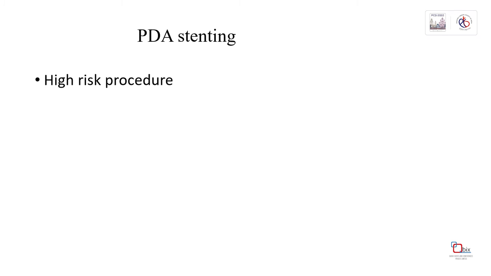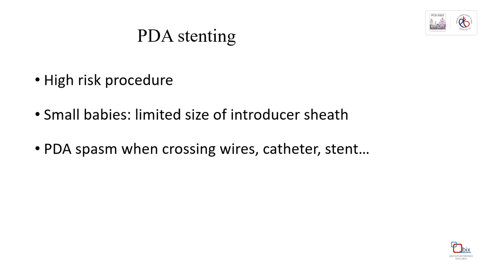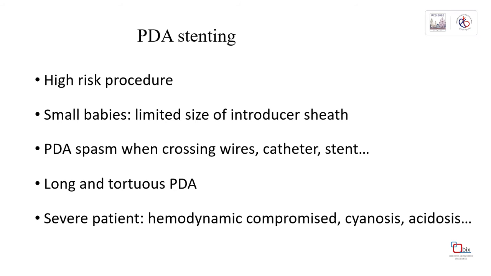PDA stenting is a high-risk procedure because the patient is a very small baby, so we can only use a very limited size of introducer sheath, maximum 4 or 5 French. The PDA spasms easily when we cross the guidewires, the catheter, or place the stent. The morphology of the PDA is sometimes very difficult, long and tortuous, and most patients are severe, with high hemodynamic compromise, cyanosis, and acidosis.